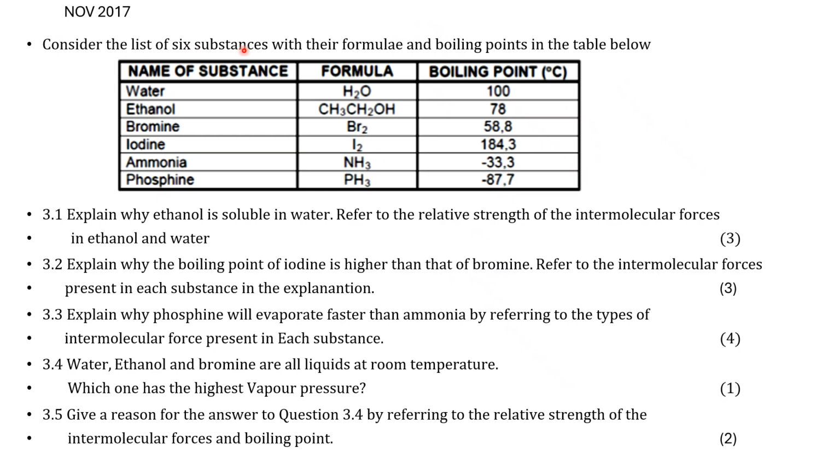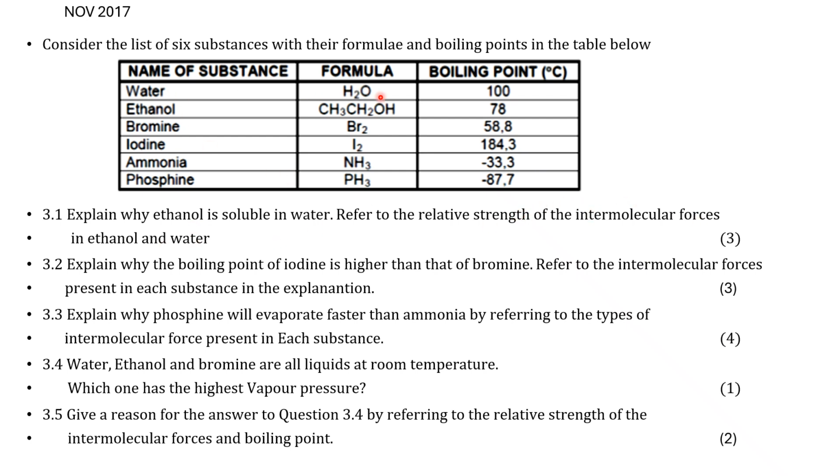So consider the list of 6 substances with their formula and boiling points in the table below. We have water, ethanol, bromine, iodine, ammonia, phosphine. You should see there's a change in boiling points there, and they've given you the formula. Now explain why ethanol is soluble in water. Refer to the relative strength of intermolecular forces in ethanol and water.